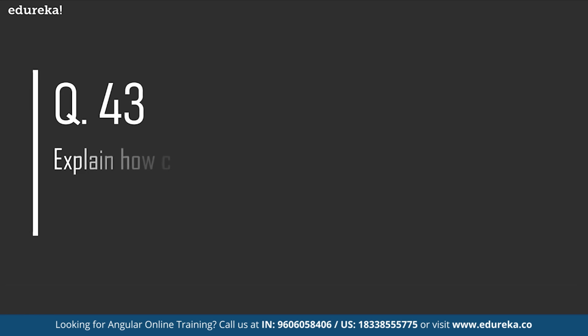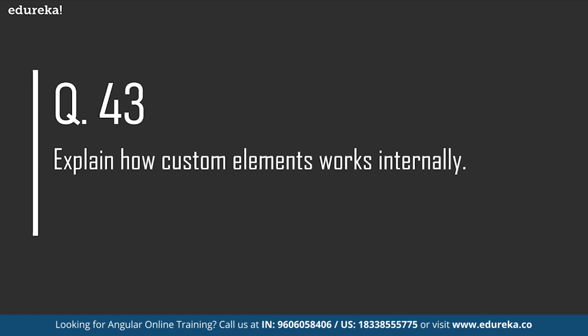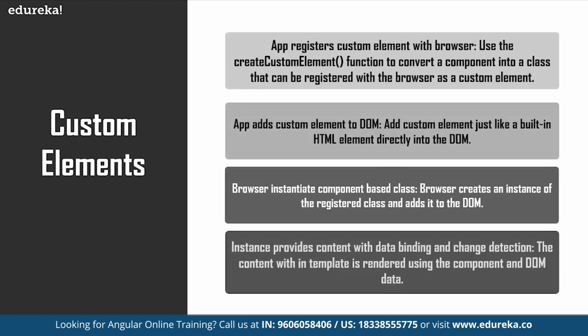Our next question is, explain how custom elements work internally. So these are the steps in order for custom elements functionality. First, the app registers the custom element with the browser. So use the createCustomElement function to convert a component into a class that can be registered with the browser as a custom element. The app adds custom elements to the DOM, just like built-in HTML elements, directly into the DOM.